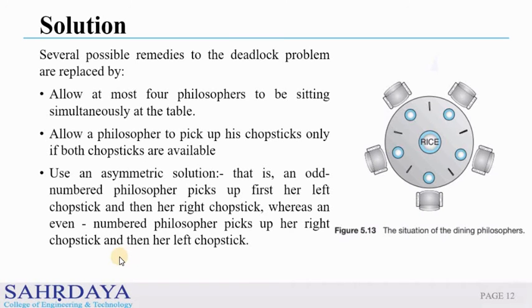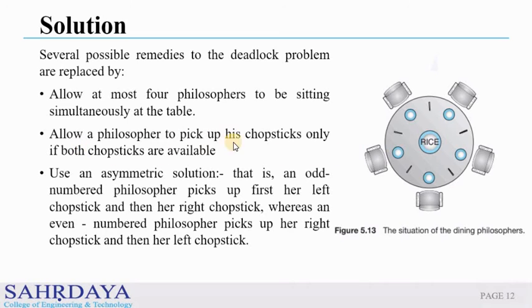There are several possible remedies by which the above deadlock situation can be avoided. The first is to allow at most 4 philosophers to be sitting simultaneously at the table. That way, if all 4 philosophers pick up 4 chopsticks, there will be 1 chopstick left on the table. So one philosopher can start eating and eventually 2 chopsticks will be available. In this way, the deadlock can be avoided.